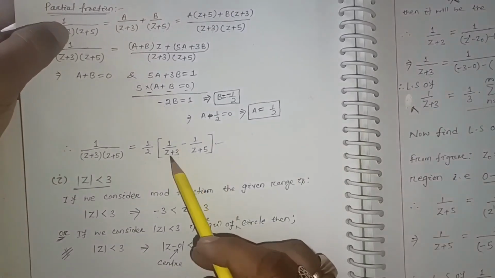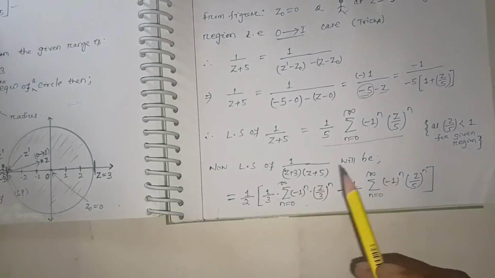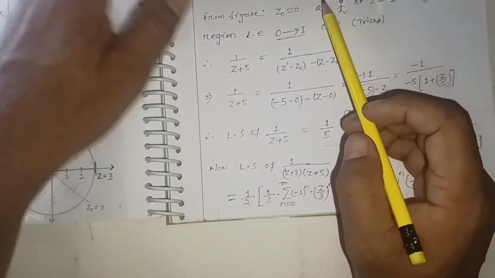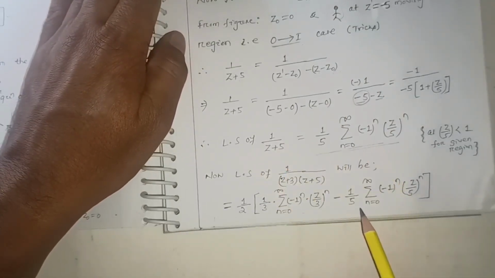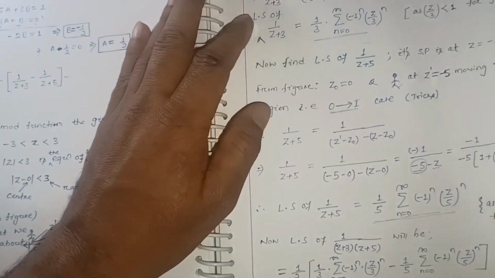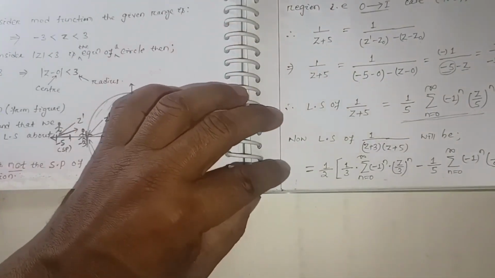Then 1 by 3, and the 1 by (z plus 3) series is this one. Simply I have written it over here. Then minus 1 by 5, and the Laurent series of 1 by (z plus 5) is this one. Simply I have written it. Okay. Got it? If you want to write in the expansion format, you can also write.